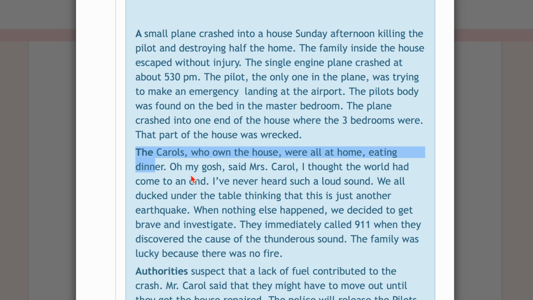Okay. Oh my gosh, said Mrs. Carroll, I thought the world had come to an end. I've never heard such a loud sound. We all ducked under the table thinking that this was just another earthquake. When nothing else happened, we decided to get brave and investigate. They immediately called 911 when they discovered the cause of the thunderous sound. The family was lucky because there was no fire.